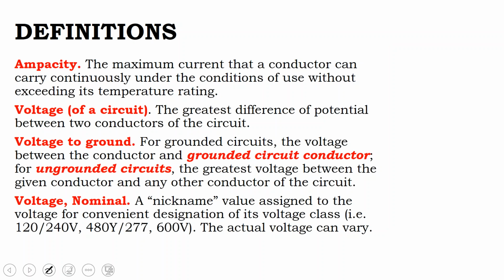Okay, so let's talk about the definition of ampacity, voltage, and nominal voltage. So for ampacity, we have the maximum current that a conductor can carry continuously under conditions without exceeding its temperature rating. And so, your cable is rated so that it can carry all of that current and not burn up and smolder. If you ever see in the field a cable where the jacket of the cable is smoldering, there's a temperature calculation issue.